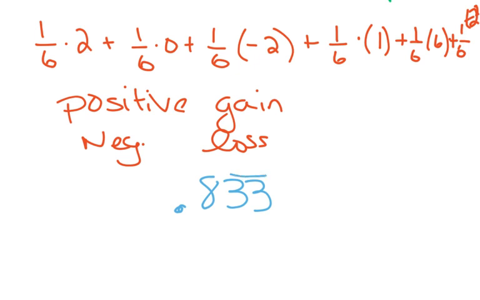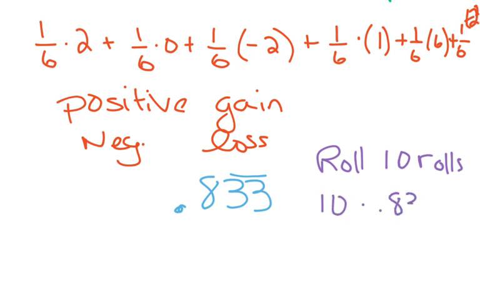I think I did. So that means that every time you roll a die, you should expect to gain 0.833 points. Now obviously you can't get 0.833 points, but let's say that I roll a die 10 times. If I roll it 10 times, how many points should I expect to have? Obviously it's not 10 points, 10 times. How much should I expect? Well, 10 times 0.833 would be 8.3 points.